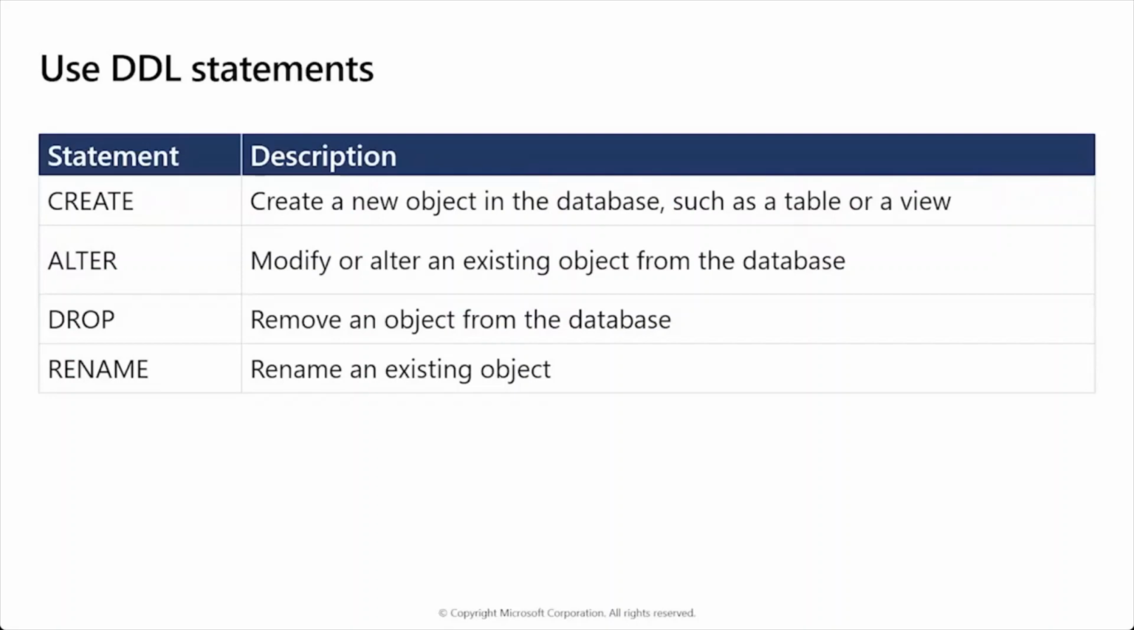The next one is drop. So drop allows you to remove an object from a database. So if you want to drop a table, for example, if you no longer need it. And then rename is another one that you can use to rename an existing object. So if you wanted to rename a table, for example, that's where you would use the rename statement.